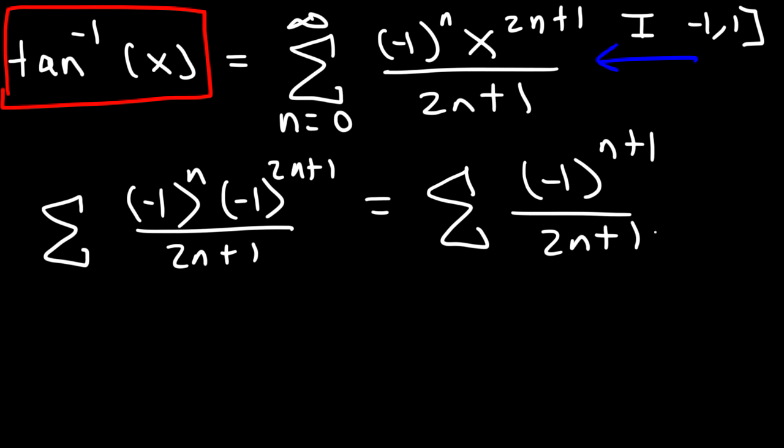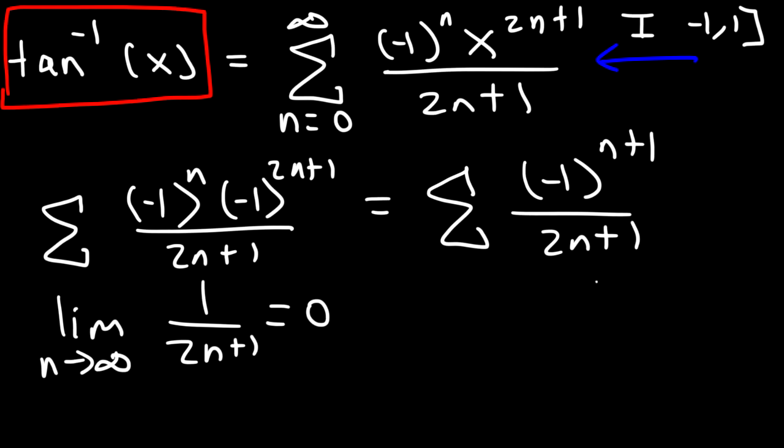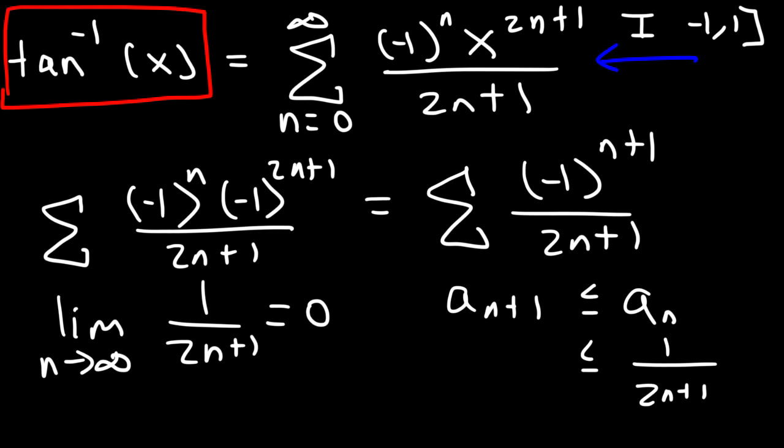And this is still an alternating series, just like what we had when x was positive 1. So you can follow the same steps. You can take the limit as n goes to infinity of 1 over 2n plus 1. So that's going to be 0. And you could say that a sub n is greater than or equal to the next term, a sub n plus 1. And so 1 over 2n plus 1, that's going to be greater than or equal to 1 over 2n plus 1 plus 1, which becomes 2n plus 3. So by the alternating series test, it converges when x is equal to negative 1.